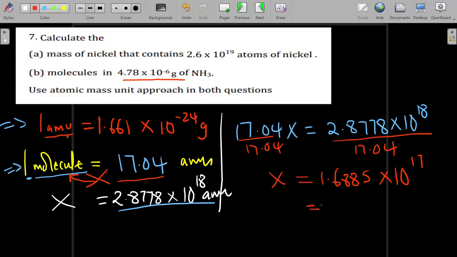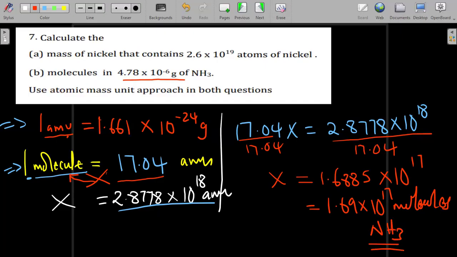We can round this off to three significant figures. So it means we're going to have 1.69 times 10 to the power 17 molecules. And these molecules will be for ammonia. So that's how we can solve question B. Any questions there, guys?